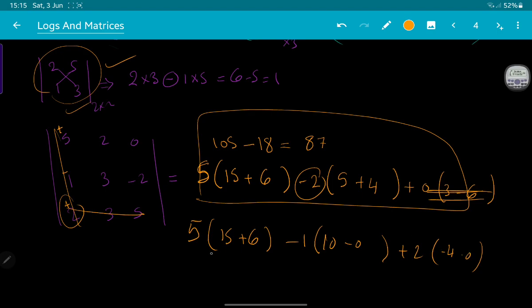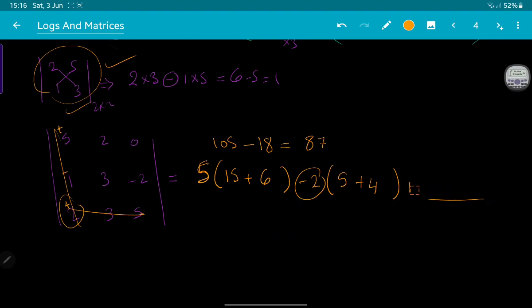This is 105 minus 10, and this is minus 8. Will it give us the same answer? Yes, 105 minus 10 minus 8, the answer is 87. So you can do it by only one method, but I'm repeating it with two methods to make sure that whatever you did, you'll get the same answer.